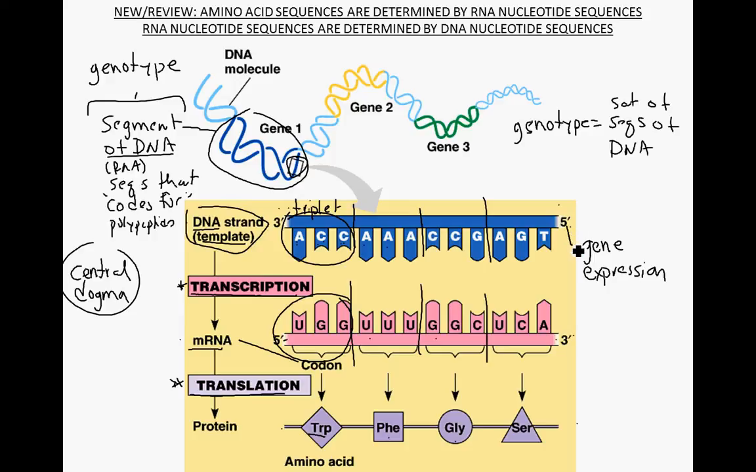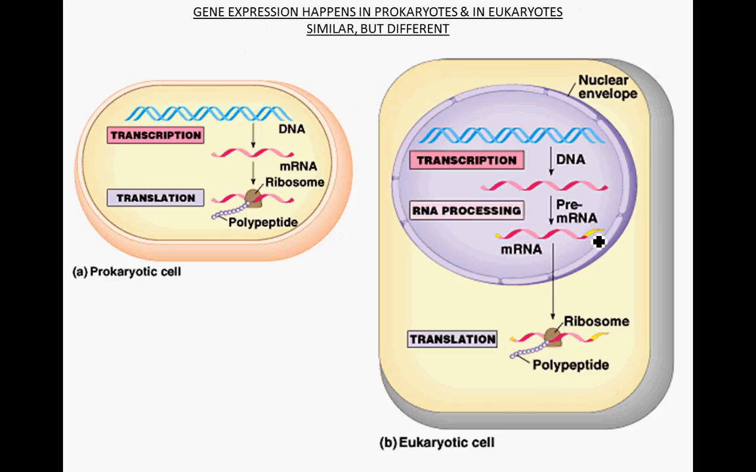So this whole thing here is gene expression. Expressing the genes means to transcribe them and then ultimately translate those RNA sequences. So here we see gene expression occurring in prokaryotic cells as well as eukaryotic cells. In a prokaryotic cell on the left here, here's our DNA sequence, and it is going to be transcribed into an RNA sequence. Then that RNA sequence will be translated by ribosomes out here in the cytoplasm.